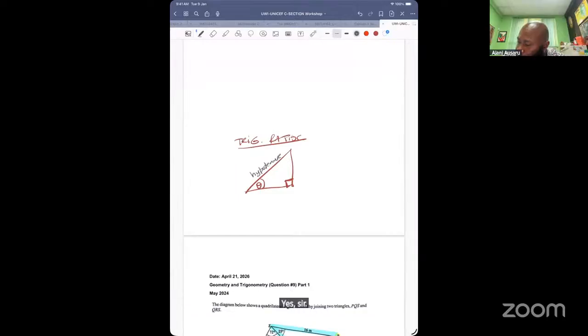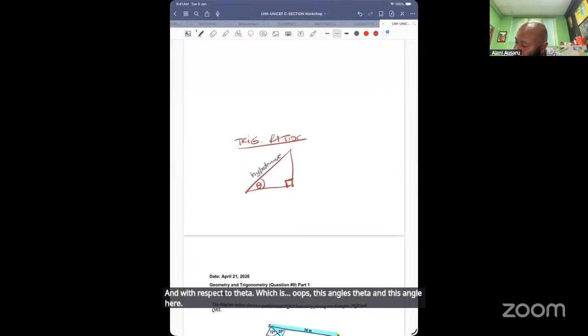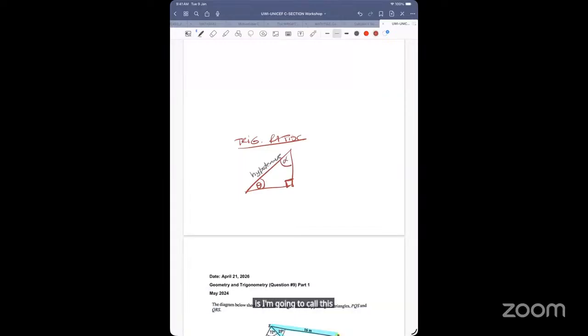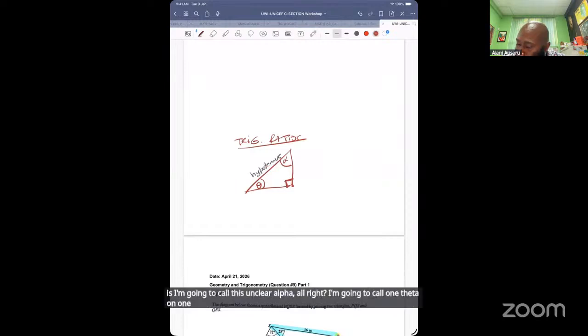With respect to theta, this angle is theta, and I'm going to call this angle here alpha. I'm going to call one angle theta and the other angle alpha. So we have two angles, two acute angles apart from the right angle, correct?